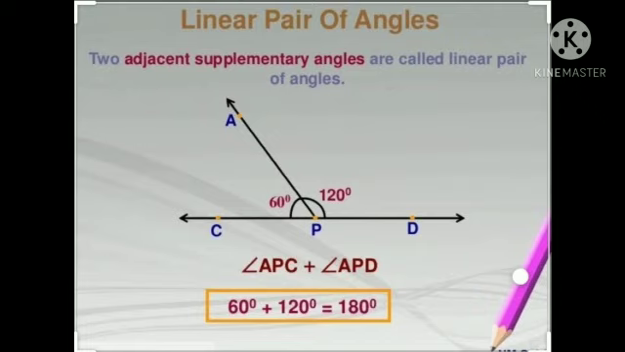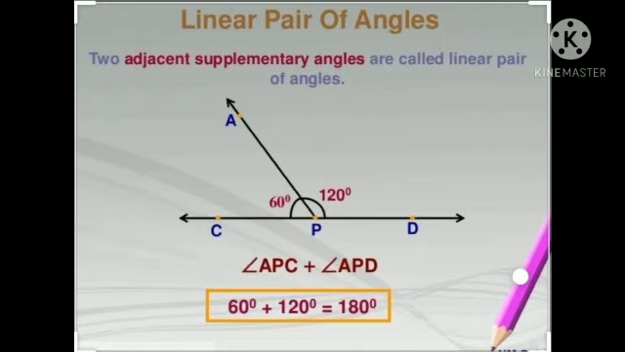Now here what you have to see? You have to see that the angles should have a common arm and whose other arms should form a straight line. That is known as a linear pair of angles. Clear? Understood? And angles in a linear pair are always supplementary angles.